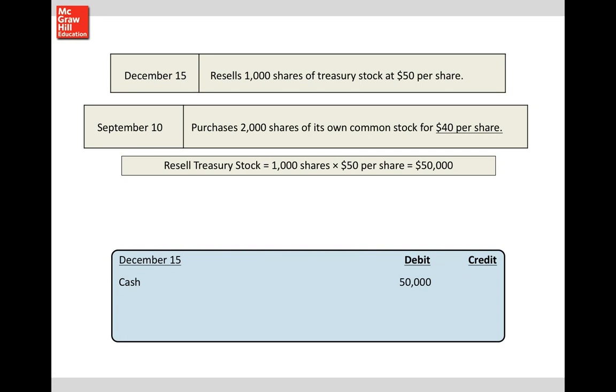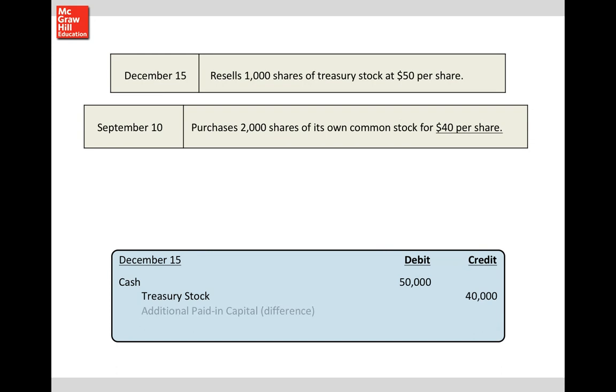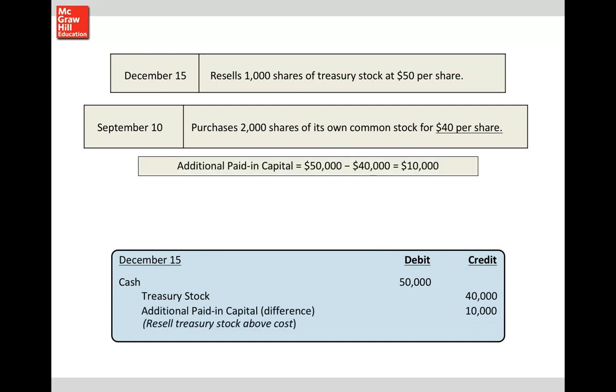Now remember, back in September, we purchased our shares of our own common stock at $40 per share. So we're going to recognize Treasury stock at that amount. So 1,000 shares at $40 per share is $40,000. The remainder will go to additional paid-in capital. You'll take the $50,000 in cash minus the $40,000 in Treasury stock to get additional paid-in capital of $10,000. This is us reselling Treasury stock above cost.